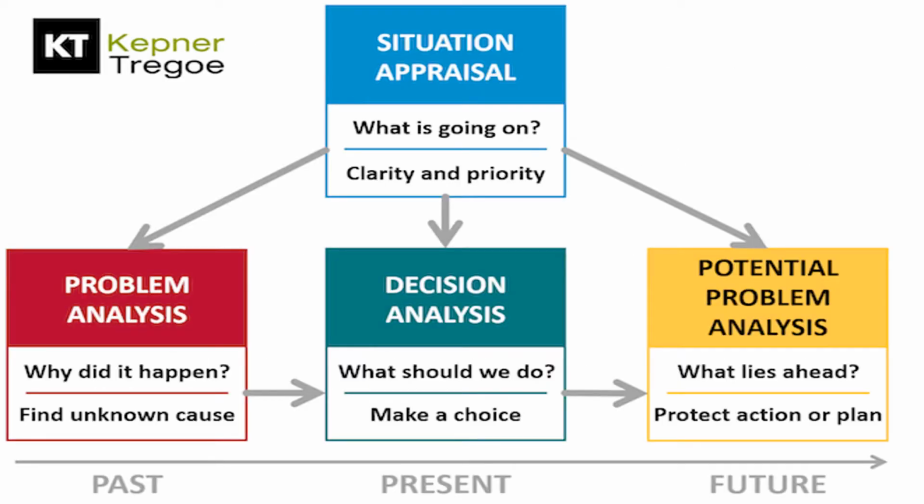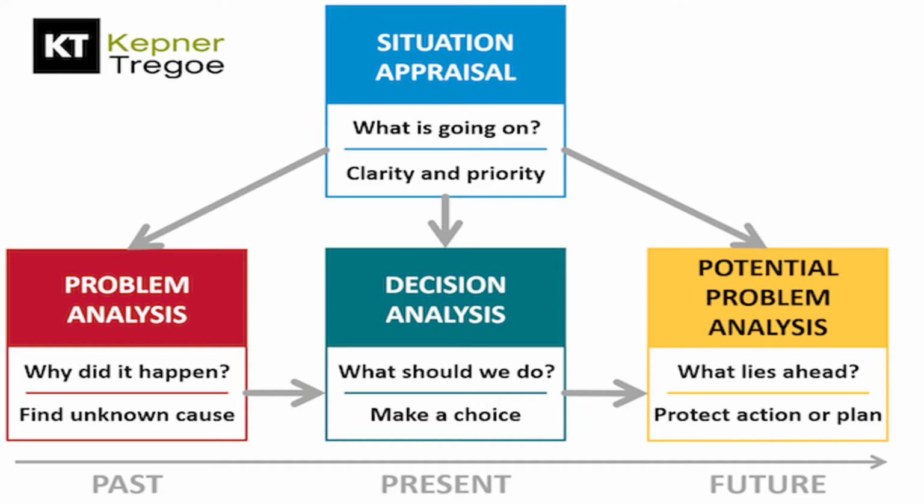The KT model then basically works in looking at the past in the problem analysis, analyzing the present where we can make the decisions based on what we found, and then looking at the future to look at what potential problems might lie ahead or that might happen because of the scenarios that we create.